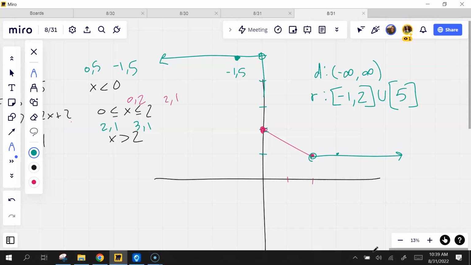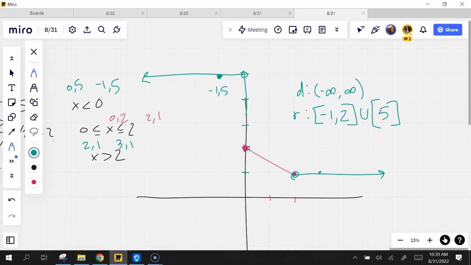Well, it kind of depends, because if this line had been doing this instead of this, then it would be from negative infinity up to 5 with a parenthesis, because it doesn't include this point. The reason that we have to include it with a bracket is because of all these other places where y has the value of 5.